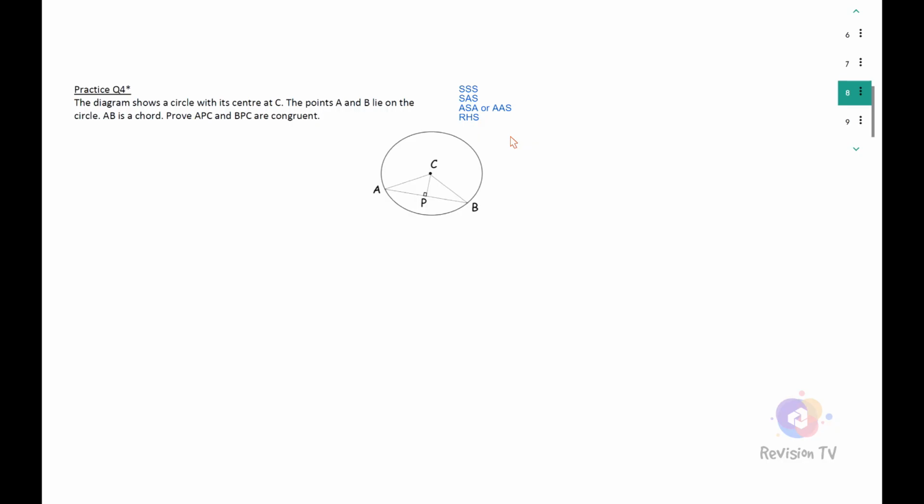The diagram shows a circle with center C. The points A and B lie on the circle. AB is a chord. Prove APC and BPC are triangles. Well, of course they're triangles. I mean, they're congruent. Sorry.